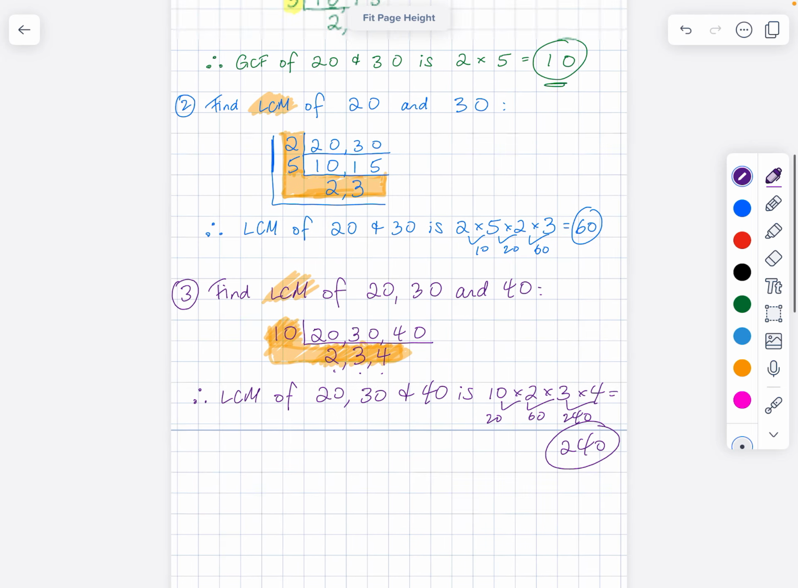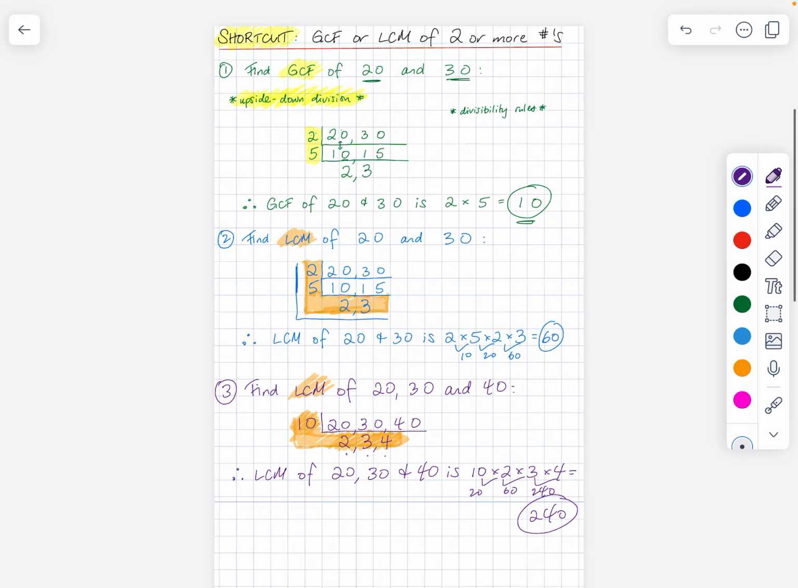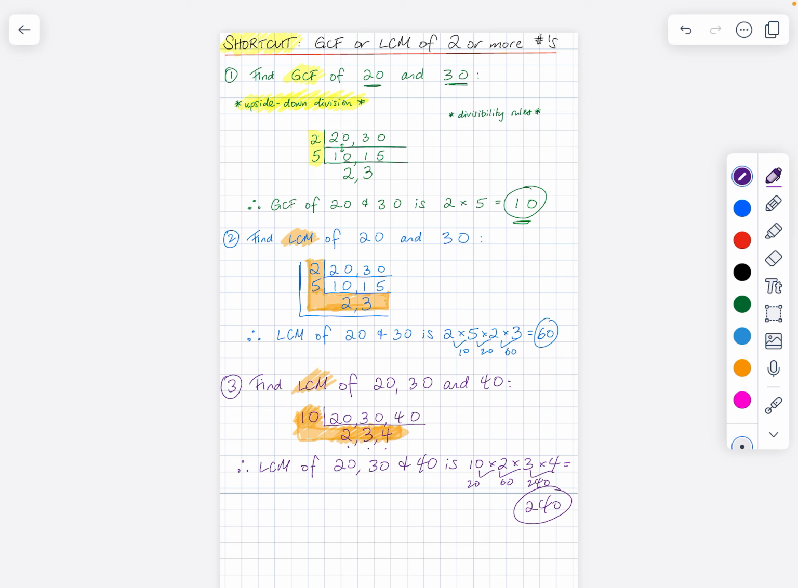So that is a quick summary of how to find the GCF or LCM of 2 or more numbers using upside down division. Again, you're only using the shortcut if you're not asked to find all of the factors of the numbers given or to list the first 10 multiples of the numbers given.